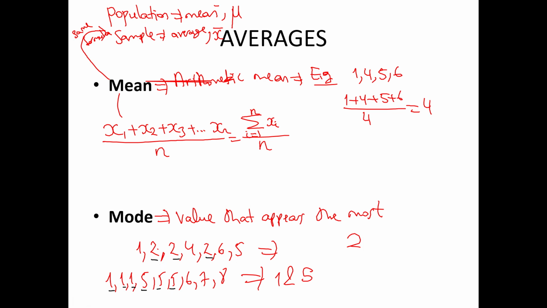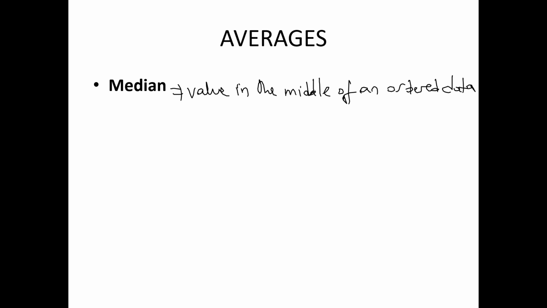Then next is the median. The median is the value in the middle of an ordered set. Ordered data means that it should be either ascending or descending.